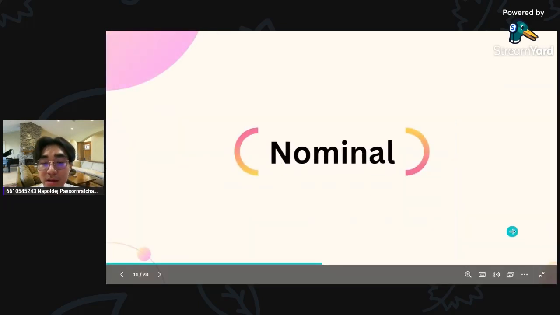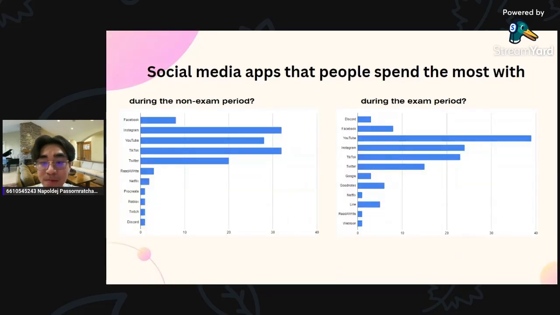On the nominal part, these two bar graphs show us what apps people spend the most time with between the non-exam period and exam period. In the first graph, the non-exam period, it shows us that most people use social media apps the most, like Instagram, Facebook, and TikTok. By the way, during the exam period, most people use YouTube.